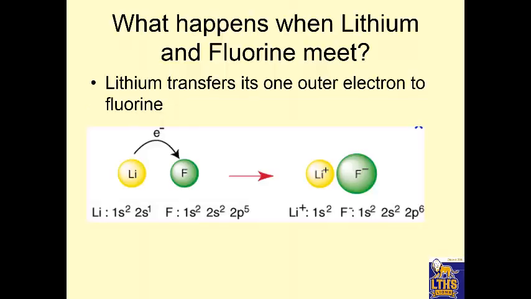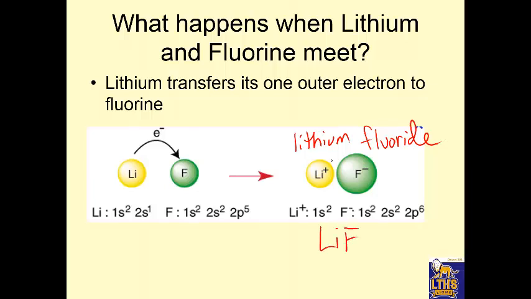Okay, so what happens when lithium meets fluorine? Well, lithium's a metal, and fluorine's a non-metal. They have totally different electronegativities, a huge difference. So fluorine actually takes an electron away. So then you get a lithium ion, a cation, and a fluoride ion, -1 charge. And they make the compound lithium fluoride, which is LiF.